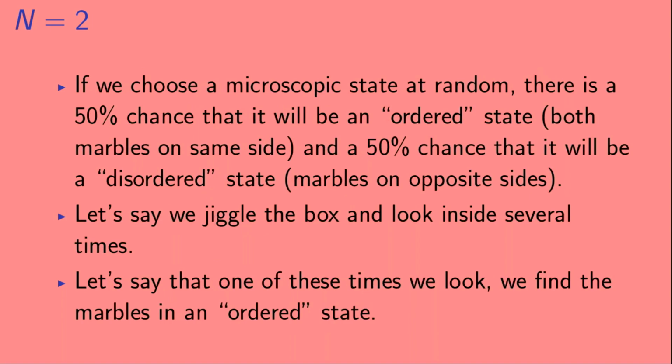If we choose a microscopic state at random, there is a 50% chance that it will be an ordered state with both marbles on the same side, and a 50% chance that it will be a disordered state with marbles on opposite sides. Let's say we jiggle the box and look inside several times. And let's say that one of these times we look, we find the marbles in an ordered state.